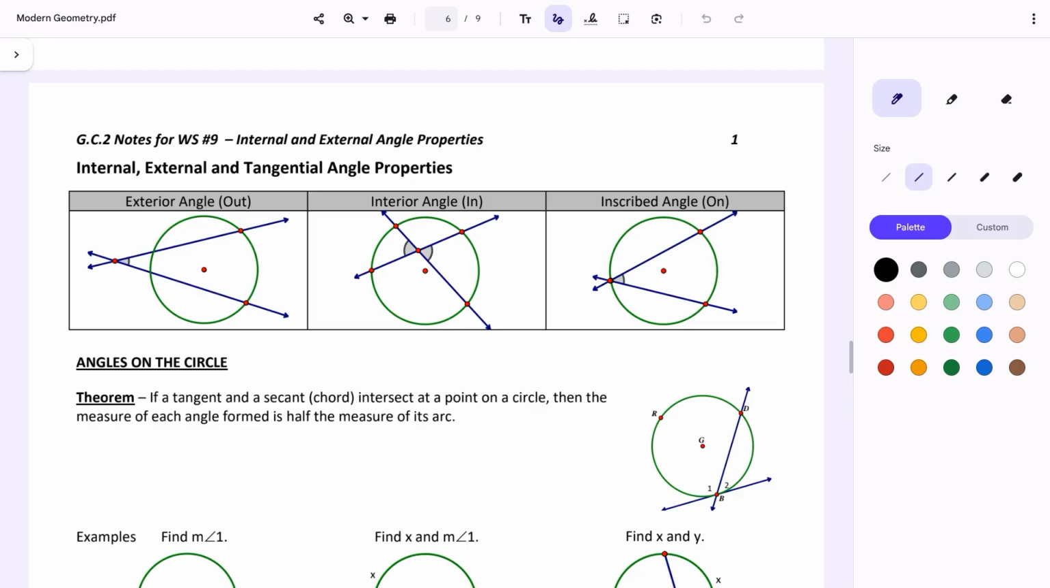In our next section here, we're going to be talking about some more along the lines with those internal and external and even tangent angle properties. So way back at the beginning of this unit, when we talked about what makes something a secant versus a tangent, we talked about the difference between those kinds of lines. Now what I want to get into is when you start to have more than one of these types of lines drawn into your circle, what does that mean in terms of finding angle measurement?